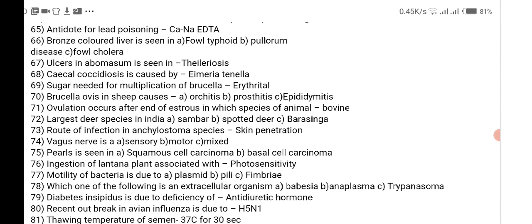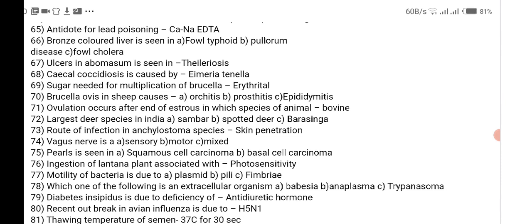Route of infection in Ancylostoma species is skin penetration. Skin penetration is the route of infection of Ancylostoma species. Schistosoma also has the route of infection as skin penetration.